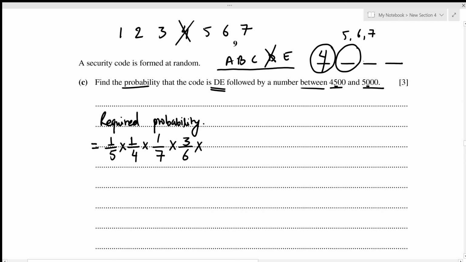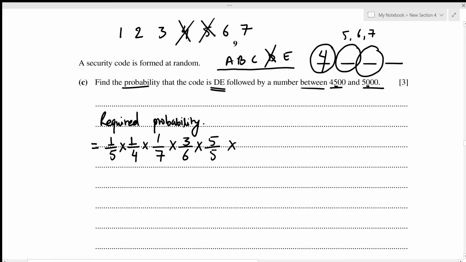Then for the third position, we can choose any of these letters except the one we already selected, right? So let's just exclude 1. Then we have the remaining options to be 5. And out of these 5 digits, we can choose whichever digit. So that's just going to be 5 by 5.